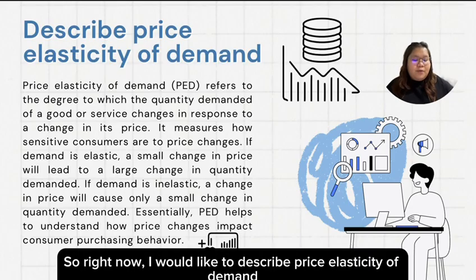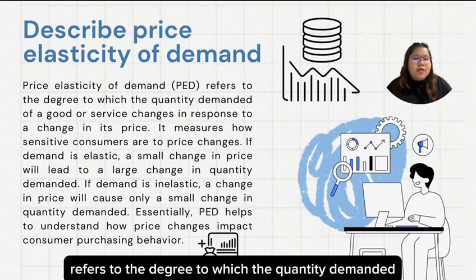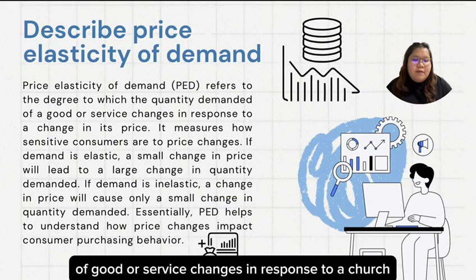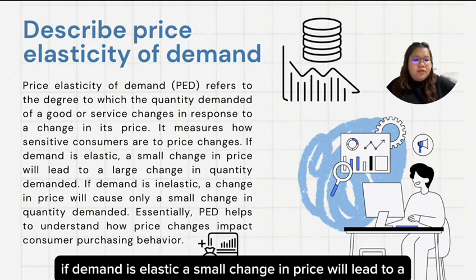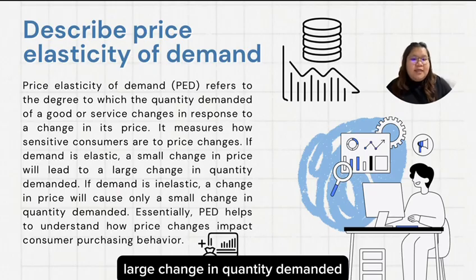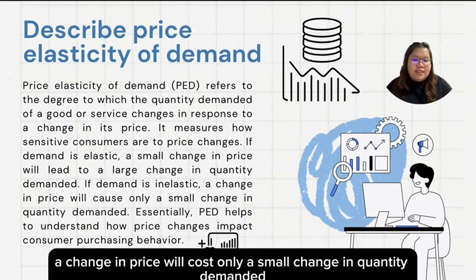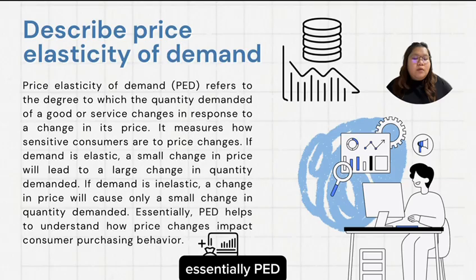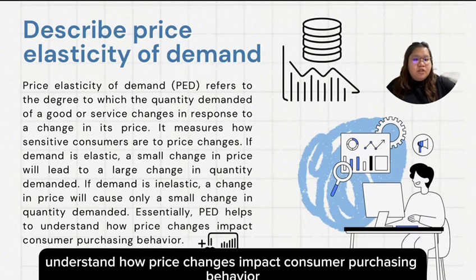I'm Tan Ilu. So right now, I would like to describe price elasticity of demand. Price elasticity of demand, which is PED, refers to the degree to which the quantity demanded of a good or service changes in response to a change in its price. It measures how sensitive consumers are to price changes. If demand is elastic, a small change in price will lead to a large change in quantity demanded. If demand is inelastic, a change in price will cause only a small change in quantity demanded. Essentially, PED, which is price elasticity of demand, will help to understand how price changes impact consumer purchasing behavior.